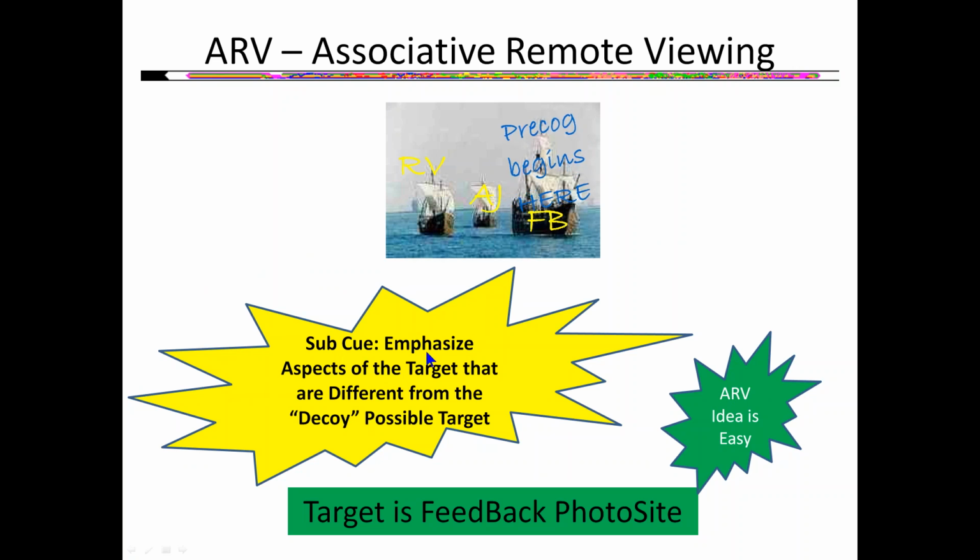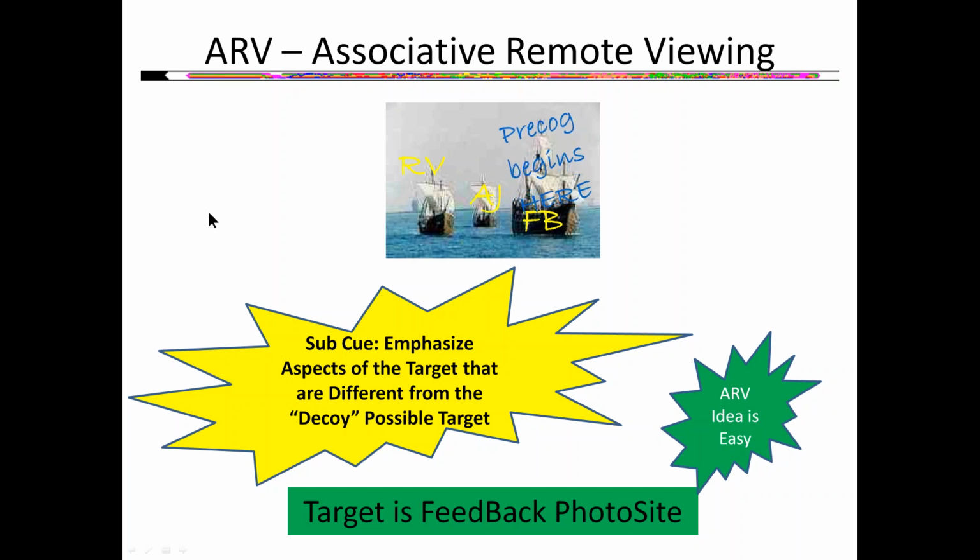Now, we do like this sub-Q because of the judging phase, and that is to always emphasize aspects of the target that are different from the decoy possible target. I put this out here, it may be controversial, but I've done it now because whether we like it or not, we have so many people who describe both of the targets. And that's true with independent judging as well as self-judging.